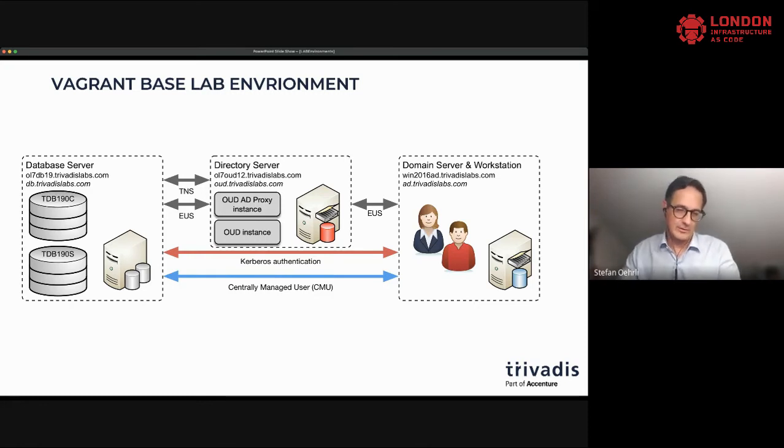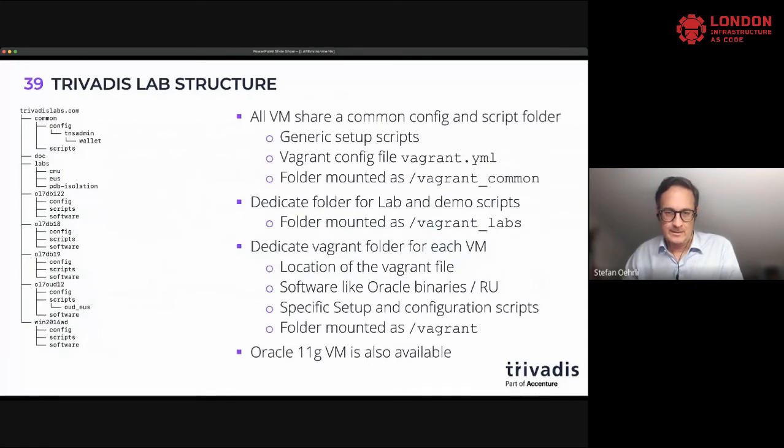So if I just have to engineer something with Oracle which doesn't need a directory server or Active Directory server, I just start the database server, and if I want to do the whole stuff, I start 2 or 3 of them, so all of them. My lab setup has a structure which allows me to extend and use it in a simple way.